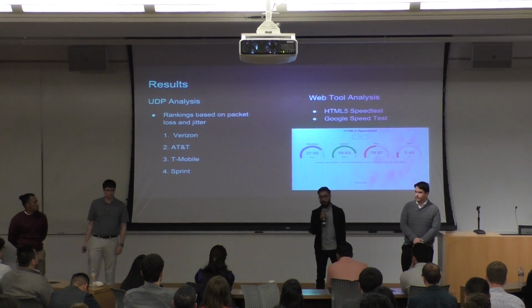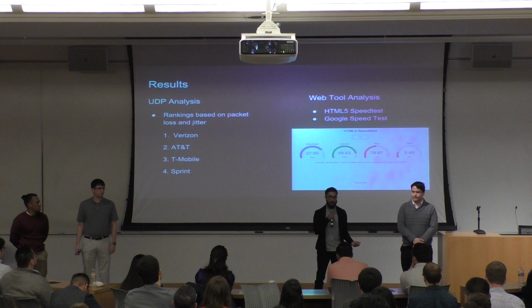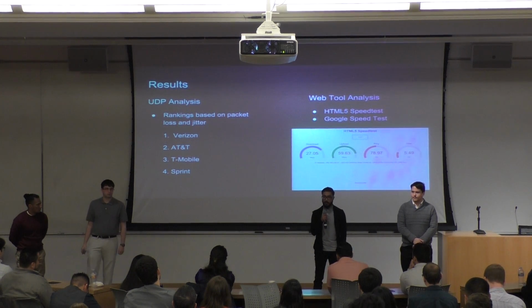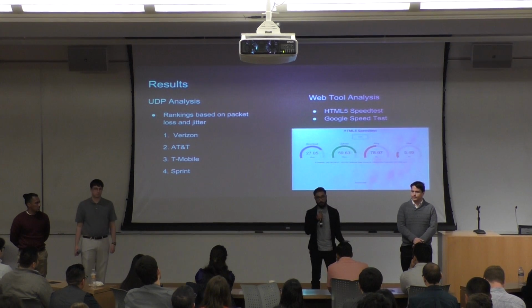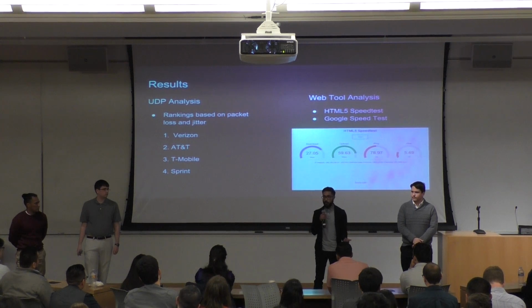So based on the data that we collected and our test results, we concluded that Verizon had the best performance, followed by AT&T, T-Mobile, and Sprint. Performance was based on packet loss and also on jitter time.